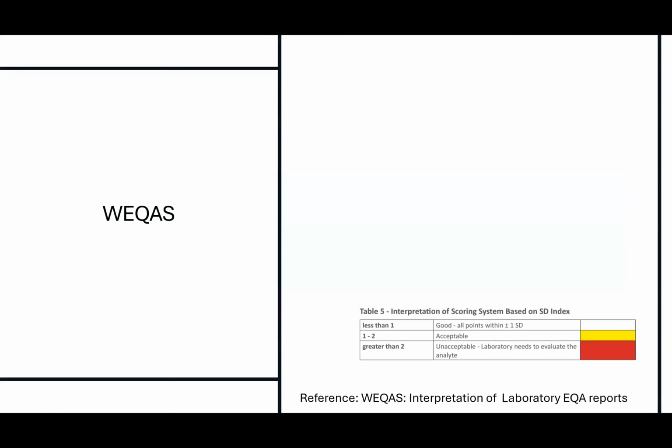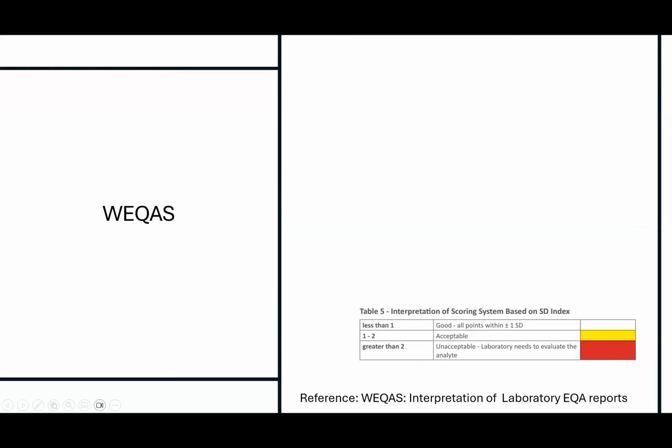But NEQAS is not the only scheme provider. There are other providers, and I don't have time today to go into the kind of depth that we've looked at NEQAS with the other schemes, but just briefly to show you one of the other common schemes, which is WEQAS. And they look at similar sort of things, but in a slightly different way. So they use something called the SDI, which is an index of total error, and it includes components of both inaccuracy and imprecision. And it tells you very obviously here that if it's less than 1, we're happy. If it's 1 to 2, it's acceptable. And if it's greater than 2, it's unacceptable.